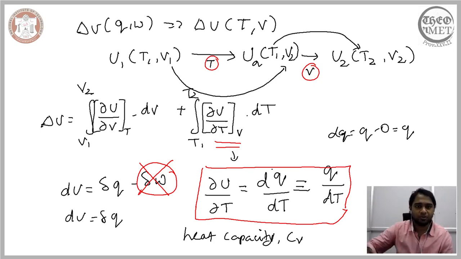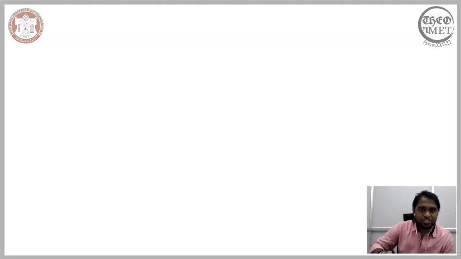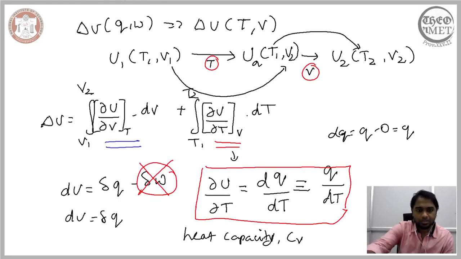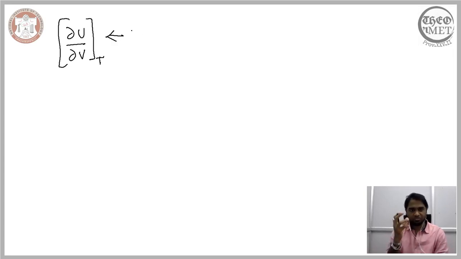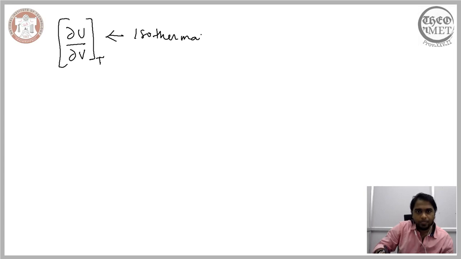Now what is left for us is this particular derivative here. That is the change in the internal energy of the system with respect to the change in the volume at constant temperature. So essentially we are assuming the temperature is constant, however there is a change in the volume of the system, and because of that there is a change in the internal energy. Such a consideration is referred to as the isothermal consideration.